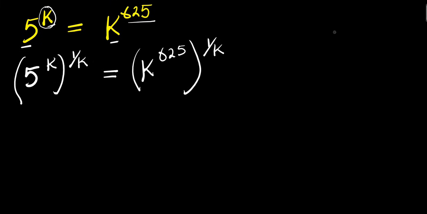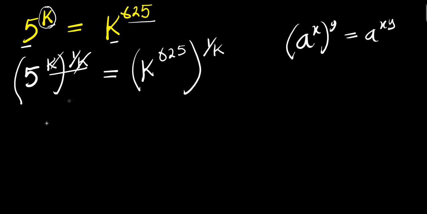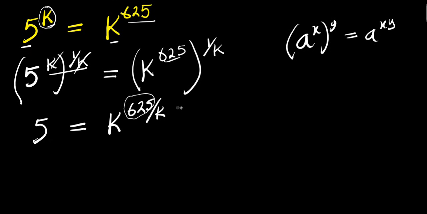Now, if you have a power x power y, this equals a power x times y. So from here, we have k times 1 over k, so this cancels out. We have 5, and this equals k power 625 multiplied by 1. We have 625, and this is divided by k. So you can also eliminate this 625 here by multiplying this by 1 over 625.